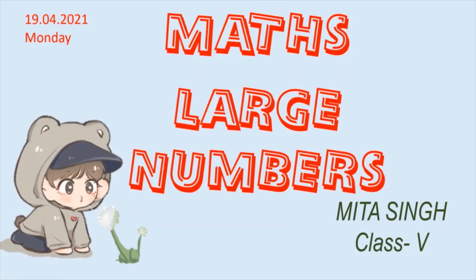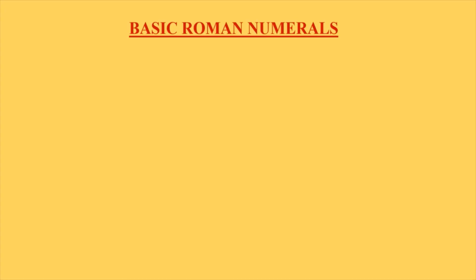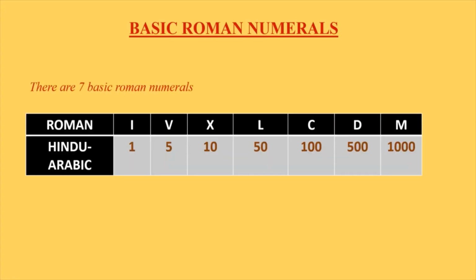Now let's begin our maths class. Till now we learnt about both the number systems. Today we will learn about Roman numbers. You already know that we use symbols to write the Roman numerals. And do you know that there isn't any symbol to represent 0?